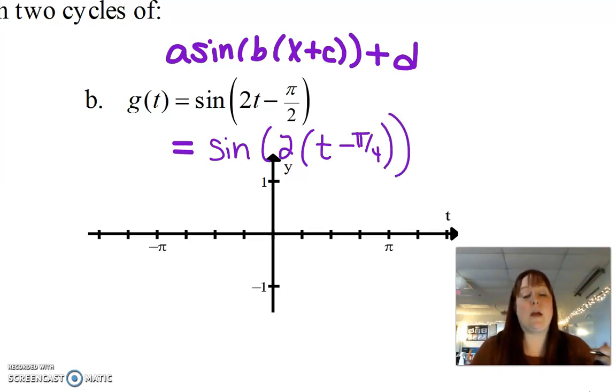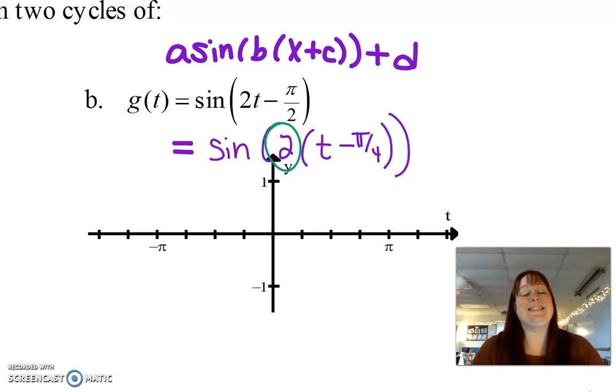Okay, now I'm in the right form. Right now that 2 is really the b. And if I multiplied it back in, I could see that I get 2t minus pi over 2. So that works. So I get 2 pi over 4. Okay, so this 2 is my b.